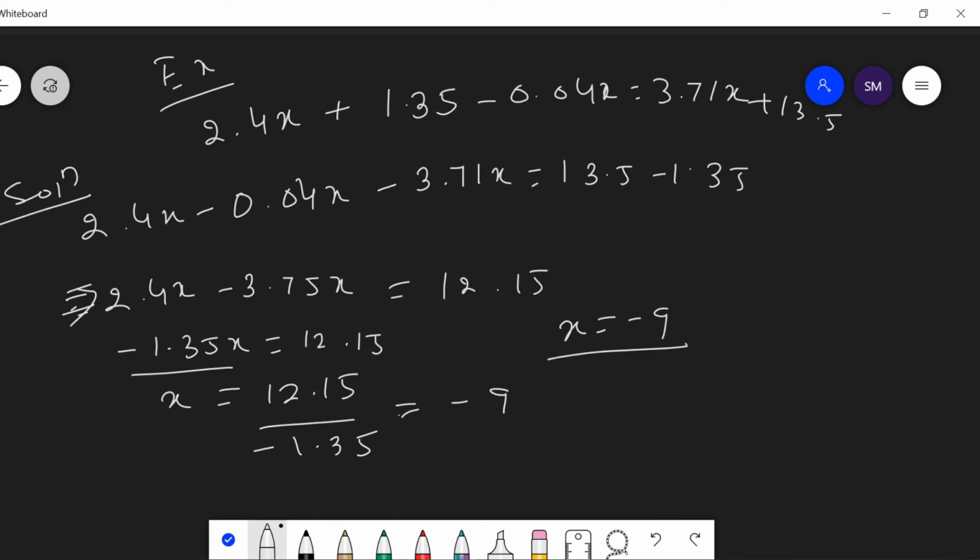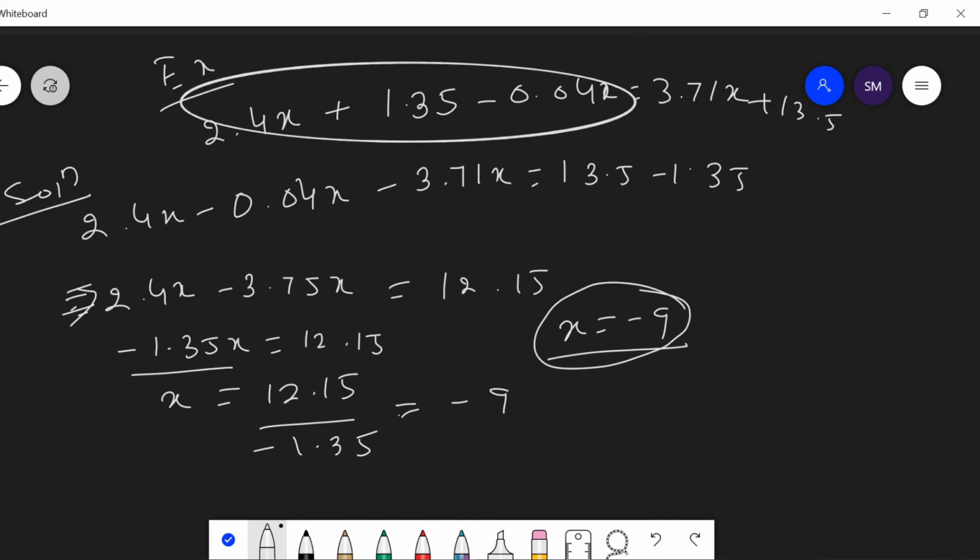Then when you check your answer, put the value of x equal to minus 9 in the LHS first and get the answer. Then also put the value of x equal to minus 9 in the RHS. You must get LHS equal to RHS. Then you can say that you get the perfect answer, otherwise your answer may be wrong.